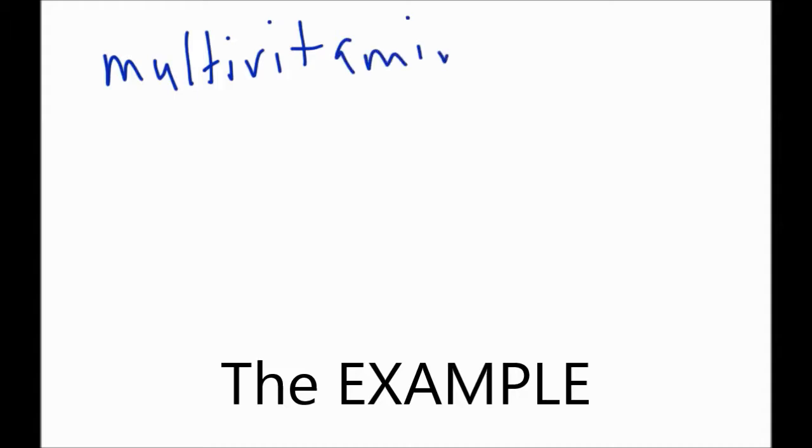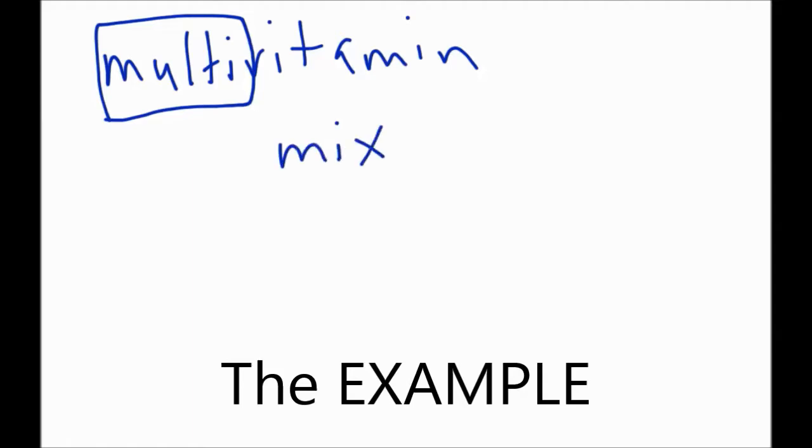It says determine if the following is a mixture or a pure substance, and then if it is a mixture, determine whether it's homogeneous or heterogeneous. So let's look at the first one, multivitamin. A multivitamin, just the fact that it has multi in it tells us that there's a lot of different vitamins, which means it's definitely a mixture instead of pure substance. And now we have to determine whether it's heterogeneous or homogeneous.